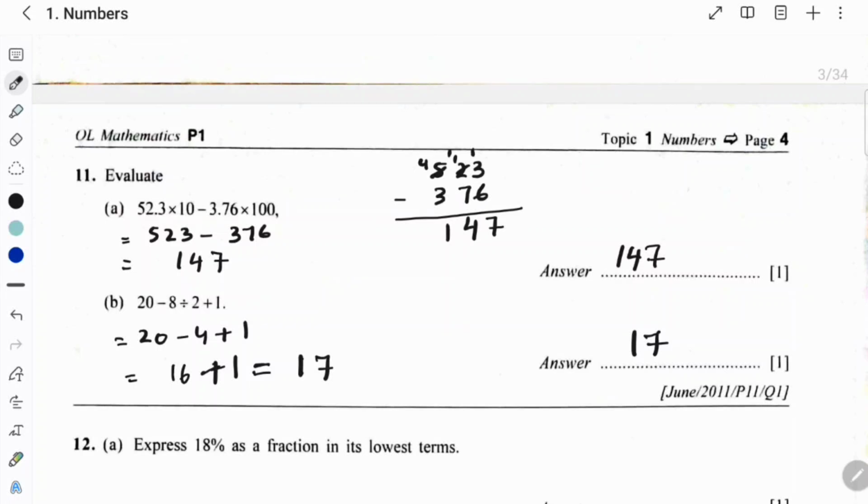Alright, so I hope you understood, and next time with the same topic of numbers, I'll try to explain to you some other subtopic of the same numbers topic.